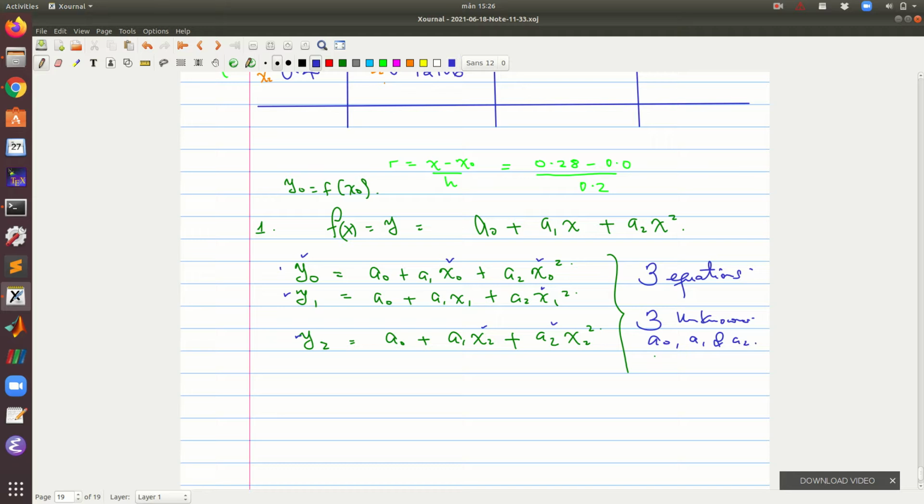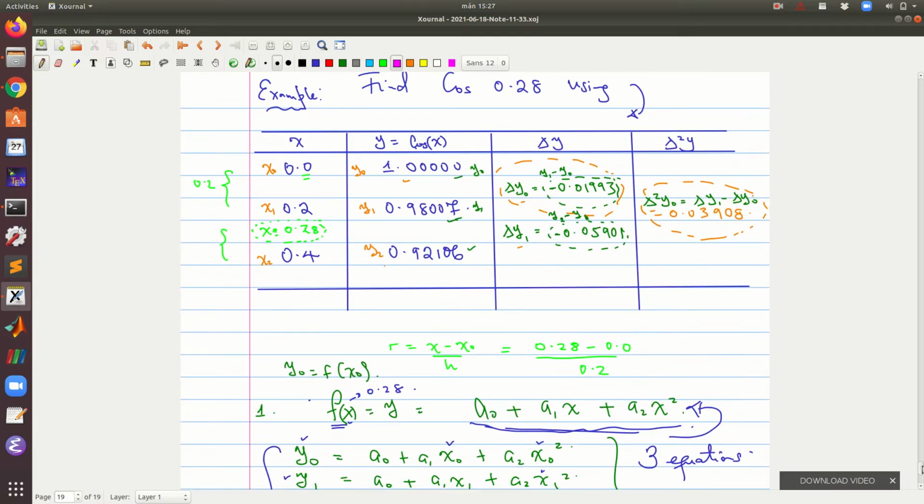So we solve this equation for a naught, a1 and a2, and then substitute them in here, and then we can find the fit for whatever value of x, e.g. in the previous example x was 0.28, we can fit it in here and find its value. Okay, let's see if one or two of you are quite confused.